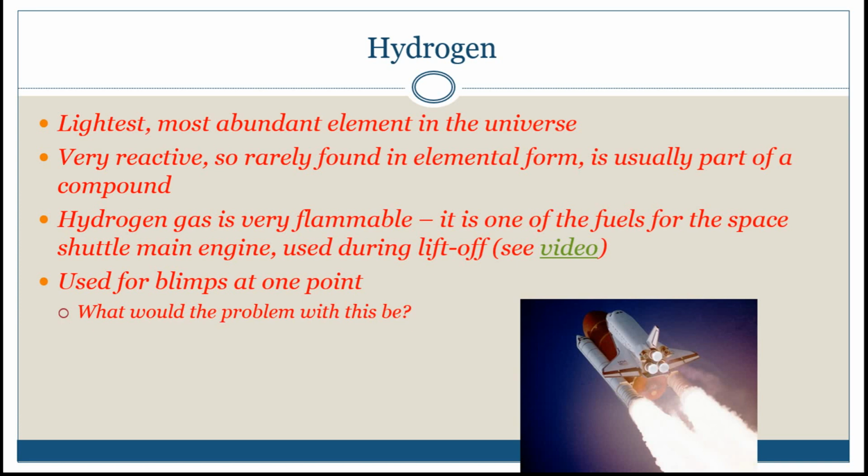Hydrogen gas is very, very flammable. It's one of the fuels for the space shuttle main engine. It's used during liftoff, and I'll show you a video in a second. Because hydrogen is so light, it was once used for blimps to keep them afloat. What would the problem with using hydrogen to keep a blimp in the air be?